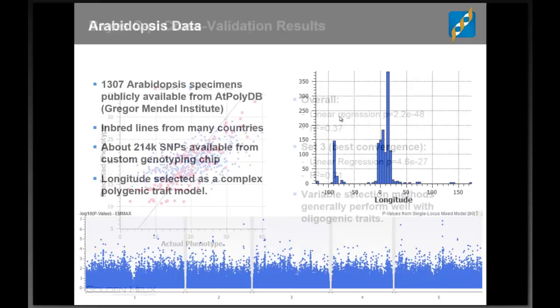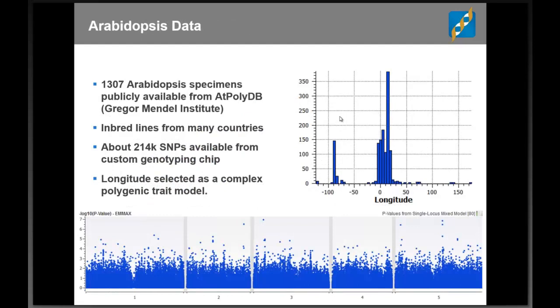Now, of course, there are also going to be examples where methods like GBLUP that are using all of the SNPs are going to perform better. And here I'd just like to show an example of that. This is data coming from Arabidopsis.